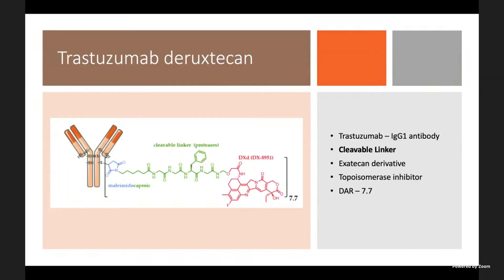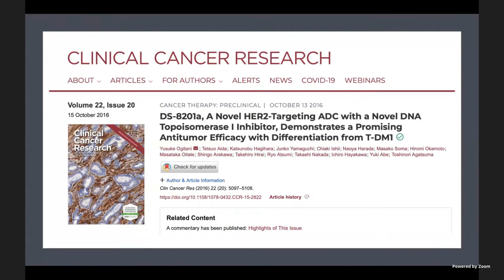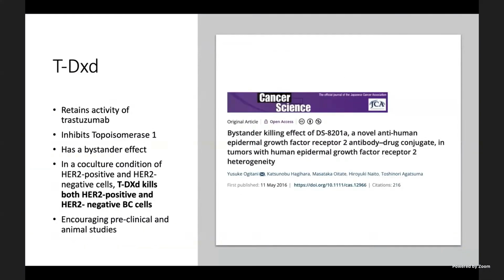Now this again, if you look at it, it's got an IgG1 antibody. It's got a cleavable linker and an exatecan derivative, which is actually a topoisomerase 1 inhibitor. And you look at the drug antibody ratio. It's about 7.7 or 8 molecules of the exatecan derivative to each molecule of trastuzumab. Now, this was the preclinical data that was published somewhere around 2016. And subsequently, the bystander effect was clarified.